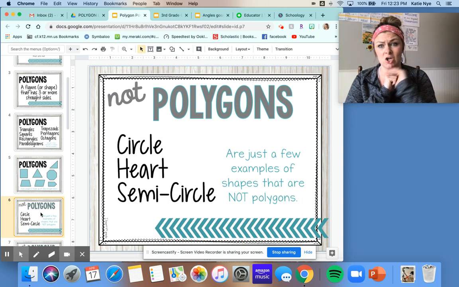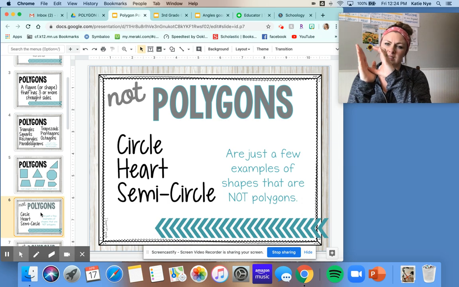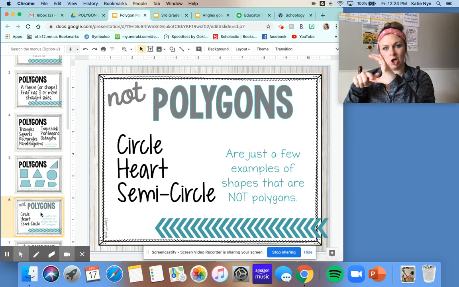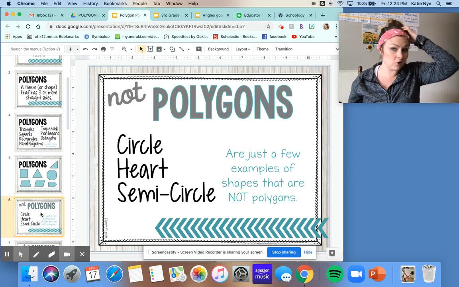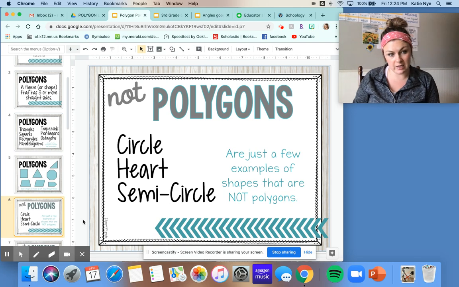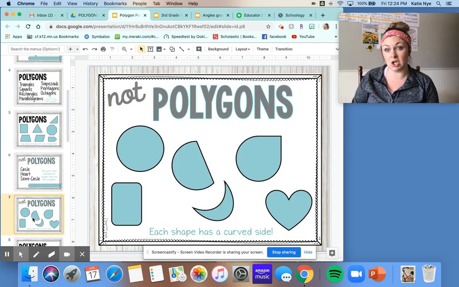And then a semicircle. The semicircle, or almost like a capital letter D, why would that not be a polygon? It's closed. It's not like it's open. It's closed. It's not a polygon because it has a curve again. Get it? If they have curves, they are not polygons. Here's what some of those might look like. These are all not polygons.